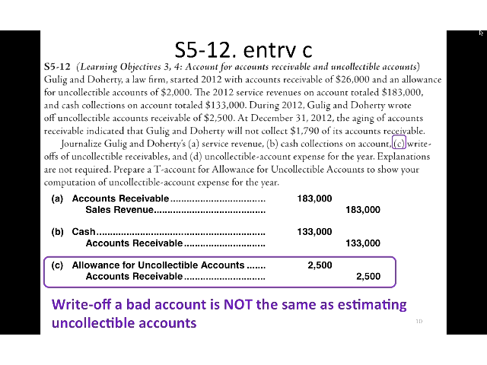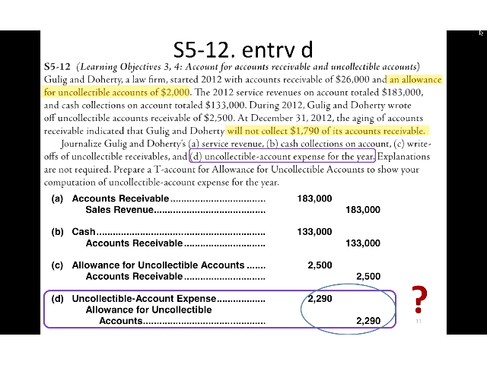Now entry D, I'm going to put the entry up here. I'm going to let you write it down. I'm going to point out some information, and then I'm going to talk through the entry on the next slide. So there's the entry, and there will be an explanation coming up. So write it down for now. We're going to debit uncollectible account expense or bad debt expense and credit allowance for uncollectible accounts.